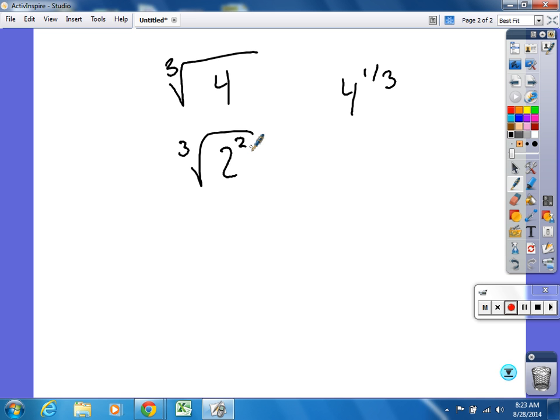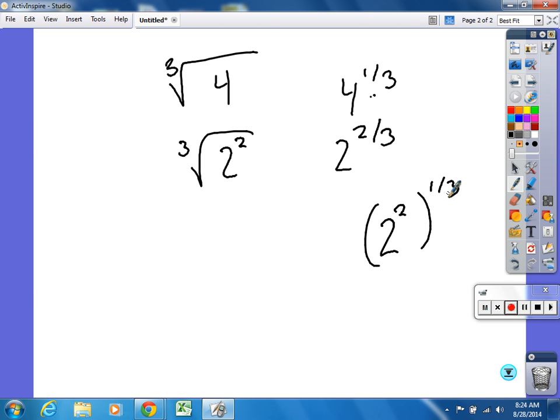What is that going to be? 2 to the 2/3. That'd be another way to write it, correct? And that should make sense, because notice here the same thing. I could write 2 as 2 squared raised to the 1/3. And what do I do on a power to a power? I multiply, right? And what is 2 times a third? 2/3, correct? Everybody there with me? You see how those guys are equivalent?